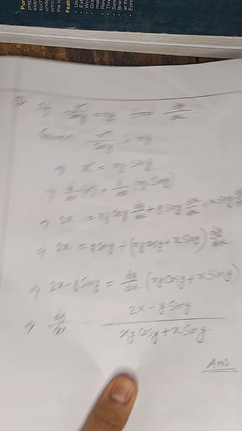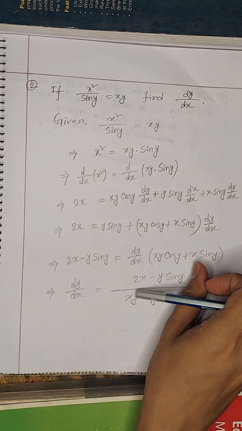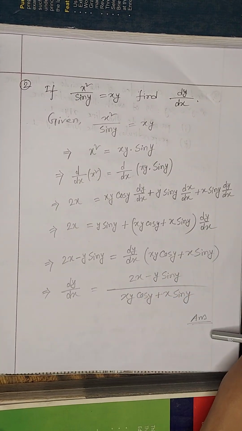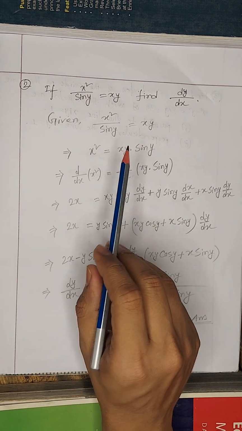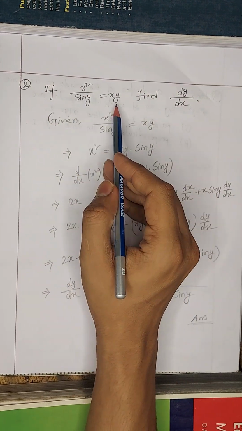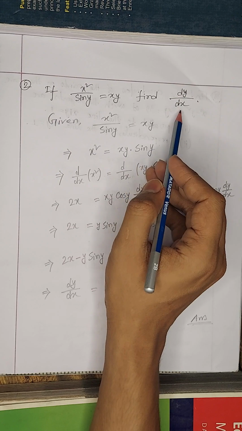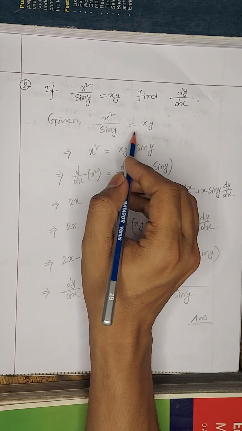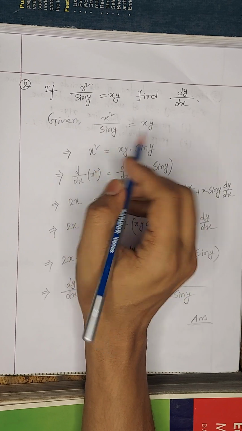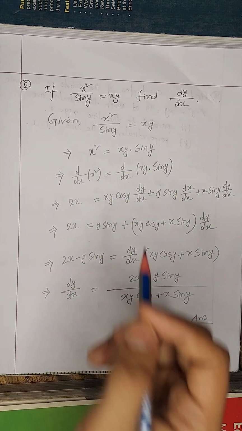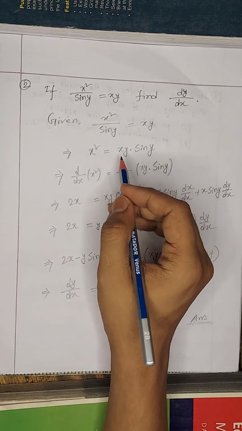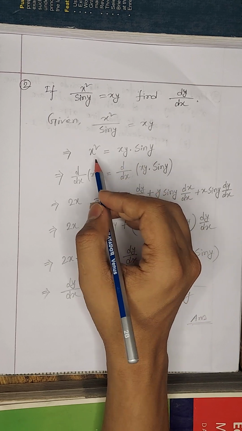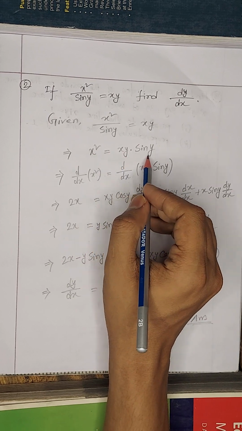Now we are going to discuss some difficult, critical problems. Here we are given that if x square by sin y is equal to xy, then we have to find dy by dx. So our given expression is x square by sin y is equal to xy. First we have to change it, and from which we get x square is equal to xy sin y.